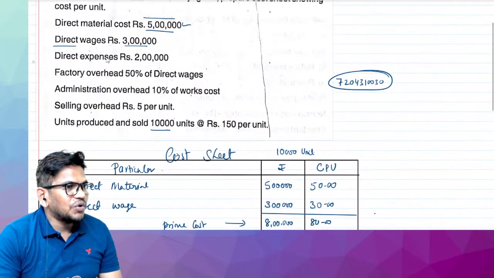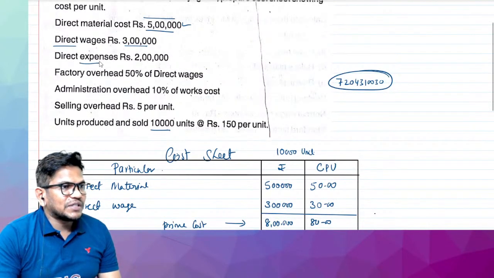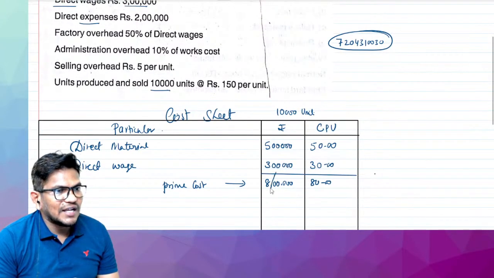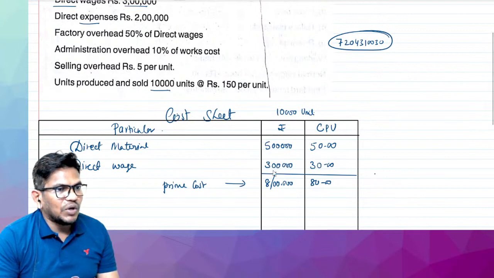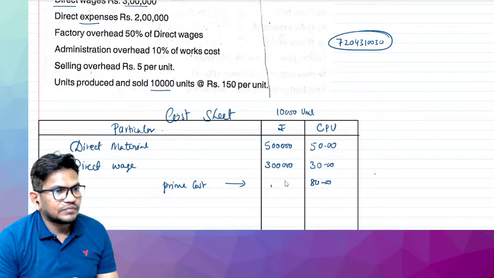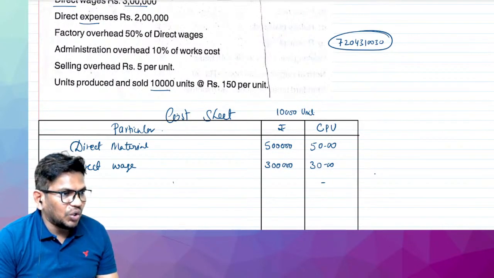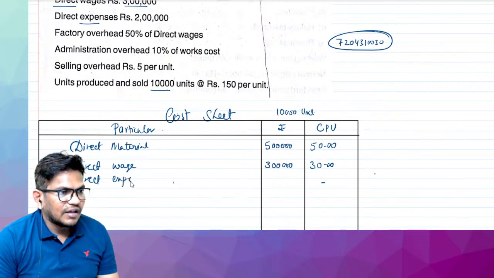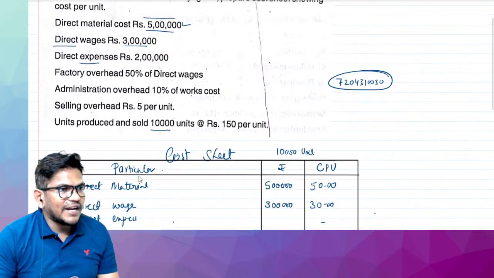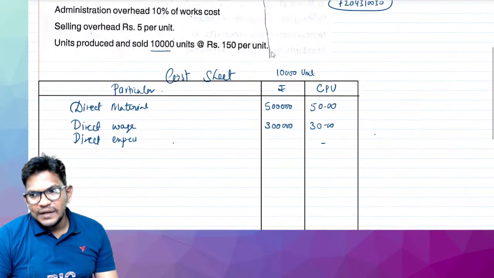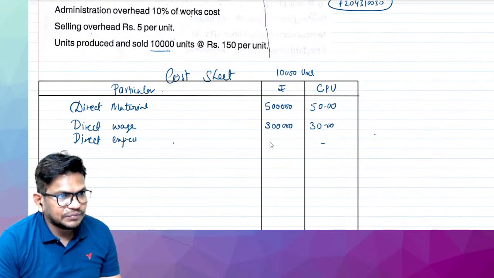Understood? So, oh my god, we have one more expenses, that is direct expenses. That I need to add it here. According to classification, we should add all the direct expenses directly, right? Direct expenses. How much direct expenses, बच्चों? Direct expenses is 2 lakh.